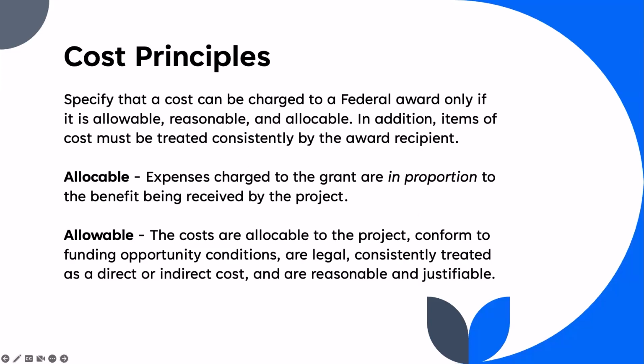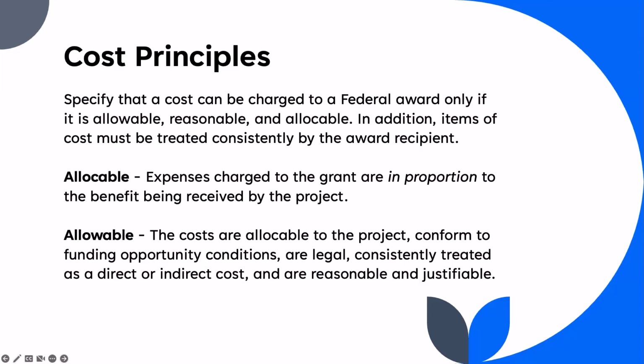These governing guidelines are called the cost principles. So let's talk about allocable. Expenses charged to the grant are in proportion to the benefit received by the project. So, for example, if someone is going to commit 10% of their time to the project of this grant, we expect to see 10% of their salary allocated to this project.